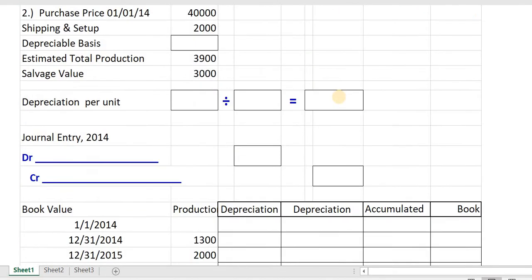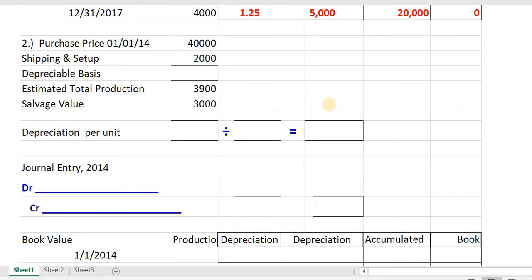Let's take a look at number 2. We got a purchase price of $40,000, shipping and setup of $2,000 for a cost of $42,000. Estimated production is 3,900 units, salvage value $3,000. So what's our depreciation per unit? It's going to be $39,000. How did I get that? 42 minus the salvage, or $39,000 is the depreciable basis, divided by 3,900 projected units. Looks like $10 per unit.